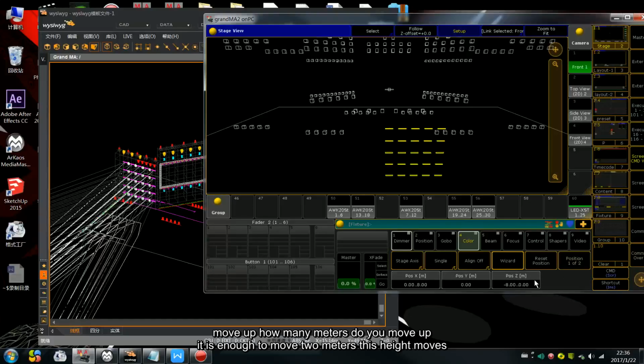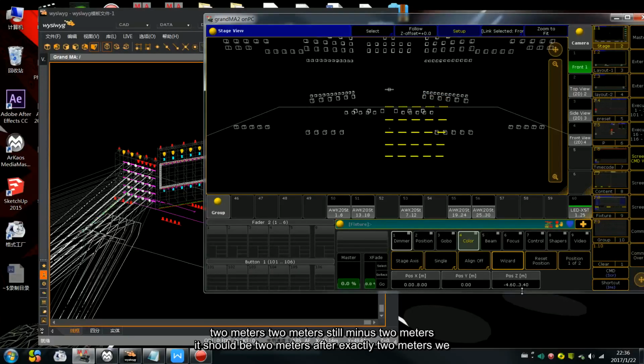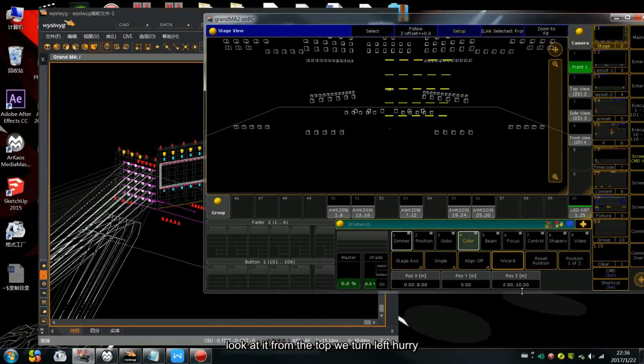Move up. How many meters do you move up? It is enough to move 2 meters. This height moves 2 meters. 2 meters, still minus 2 meters. It should be 2 meters. After exactly 2 meters, we look at it from the top. We turn left.